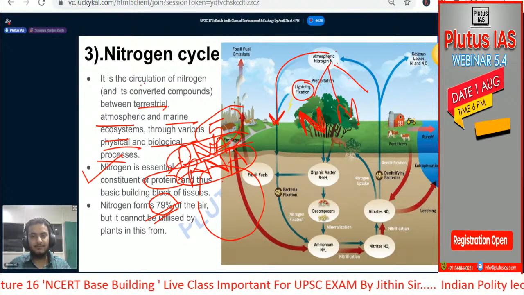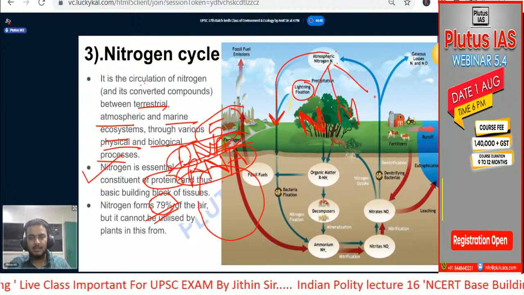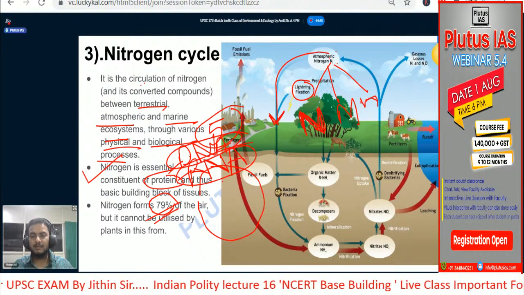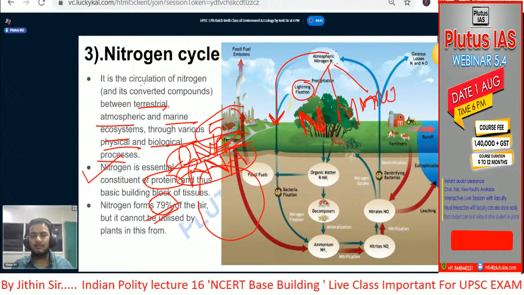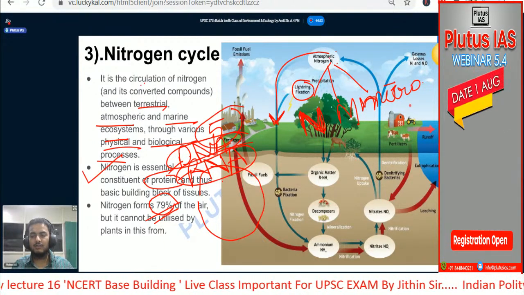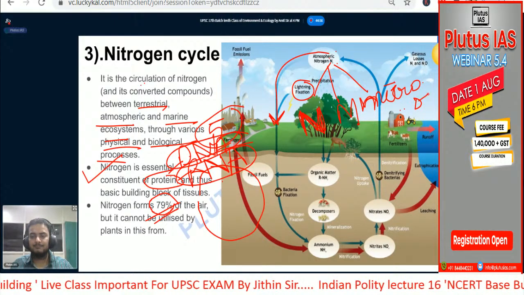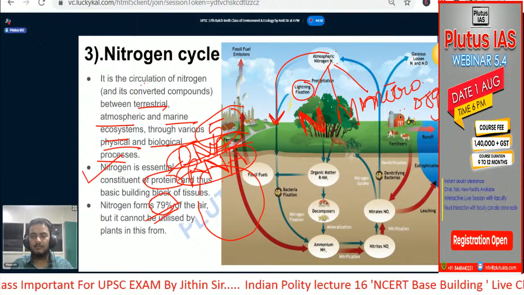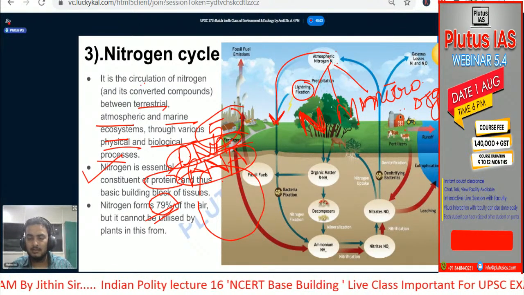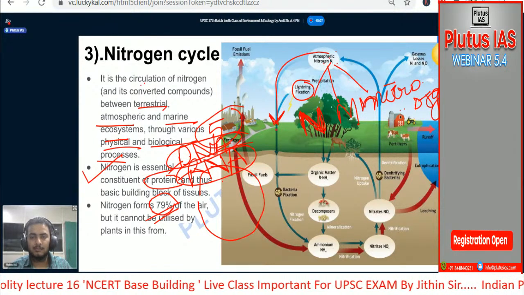Then conversion by humans through our industrial processes and chemical fertilizers. And the last one is from microorganisms. There are several microorganisms which convert the nitrogen of the atmosphere into ammonia.